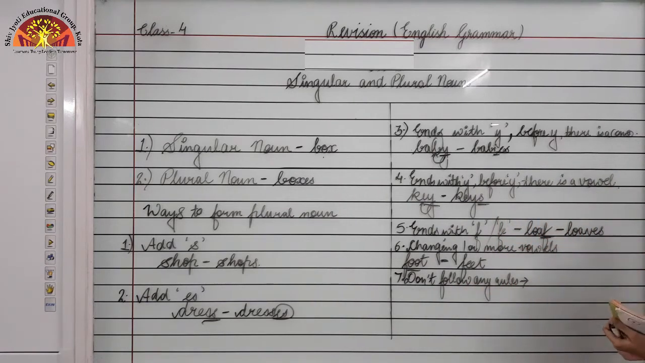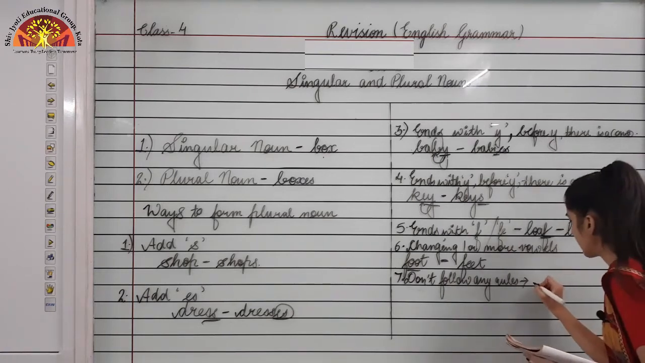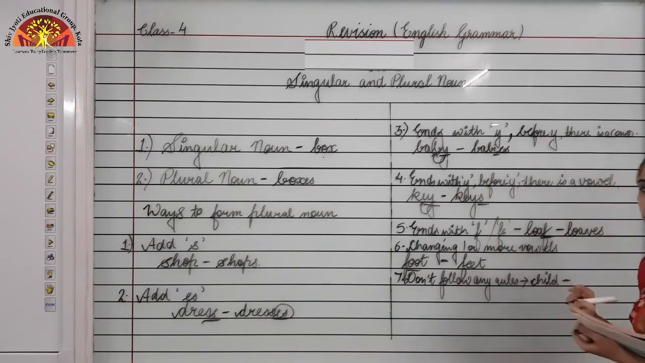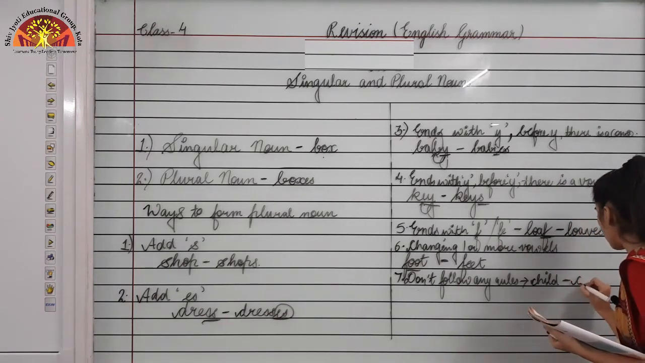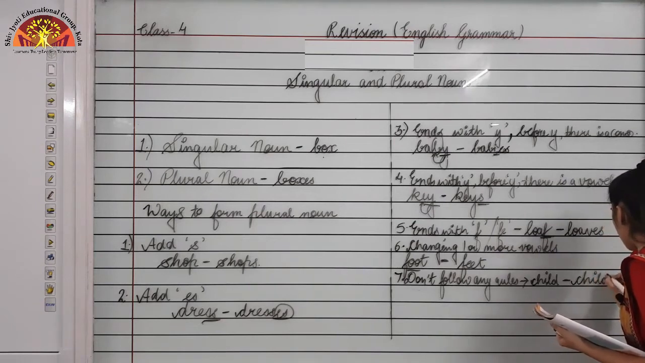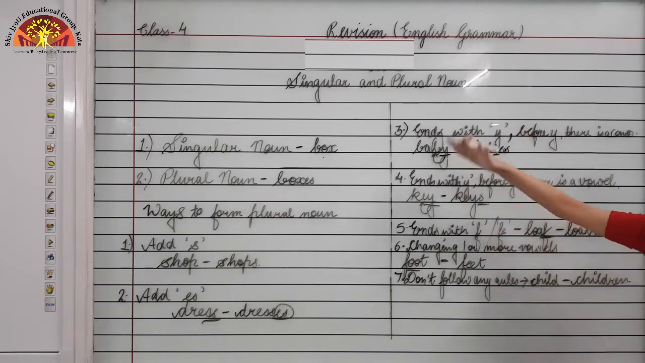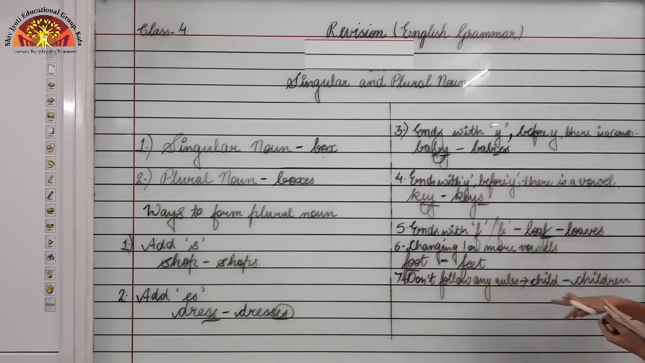Okay, so example is child. To make its plural, we'll add R-E-N. Okay, children. Is it following any other rule from the above? You can see no, because these don't follow the above rules that we have studied. That is why you can see child's plural form is children.